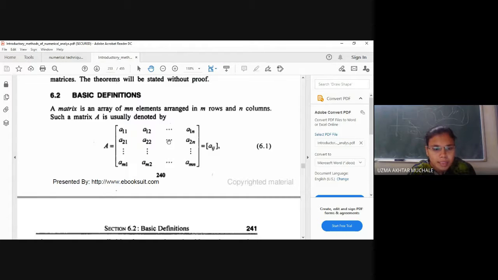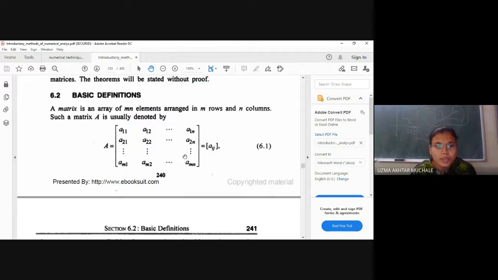So it is denoted by some matrix A equals A11, A12, A13. Here A11 denotes first row, first column. This is first row, second column. This is first row, nth column. In this way, what will be Amn? This is the element of the mth row and nth column. What is A22? This is the element of the second row and second column. So this is the definition of a matrix, in which a matrix is an array of mn elements arranged in m rows and n columns.